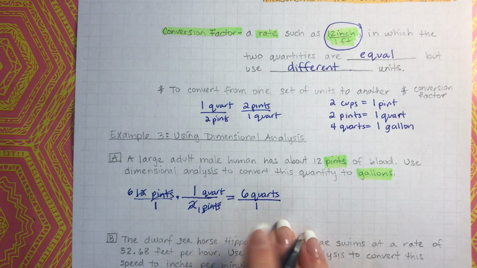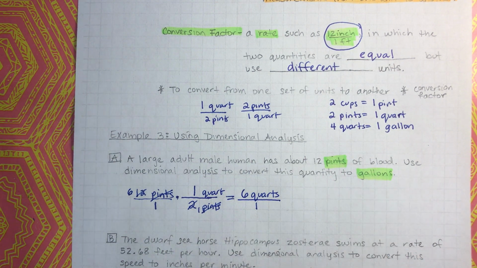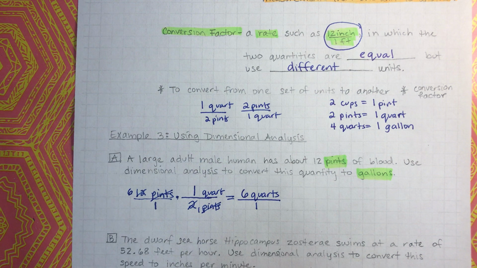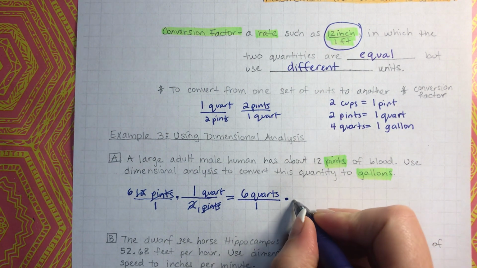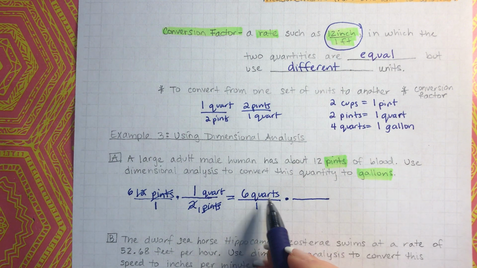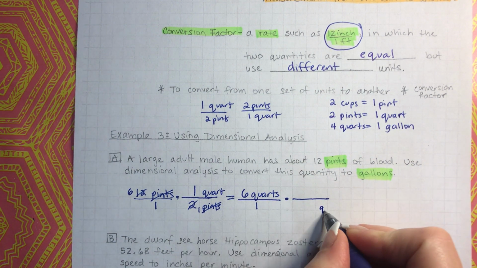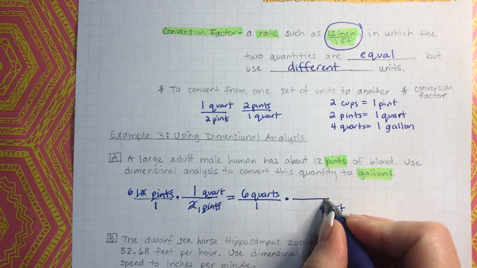Okay, so now we have it in quarts, but we need it in gallons, right? So now we keep going with the dimensional analysis to change it to gallons. We have to get rid of quarts, so we know that we're multiplying fractions, so we're going to put that on the bottom, across, so we can cancel it out.